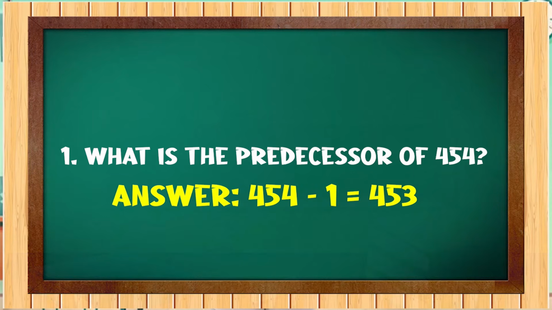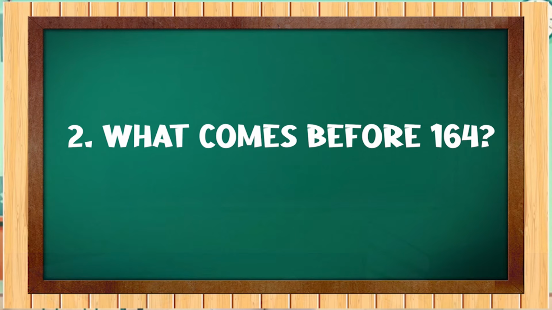All right, so you would have used the subtraction method. So 454 minus 1 will give us 453. So the predecessor of 454 is 453. The next one, what comes before 164?